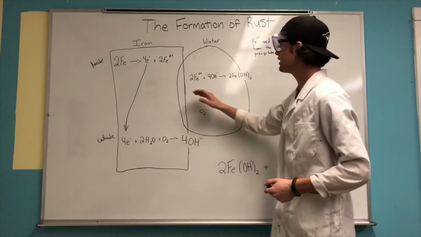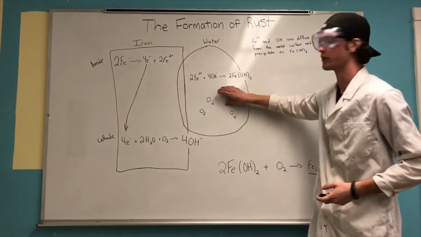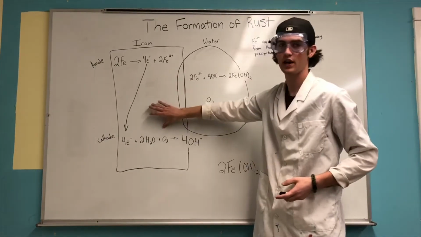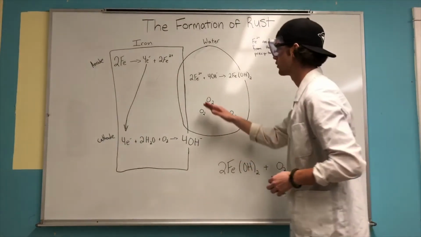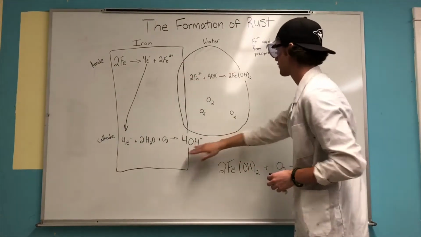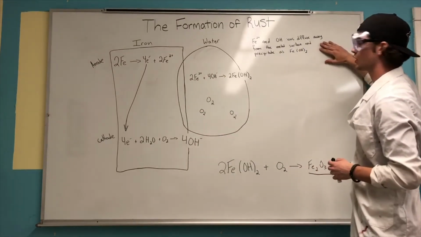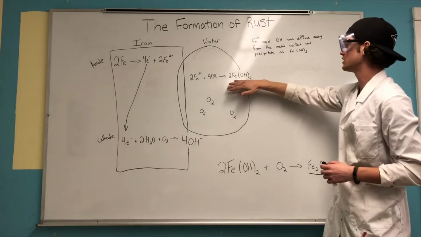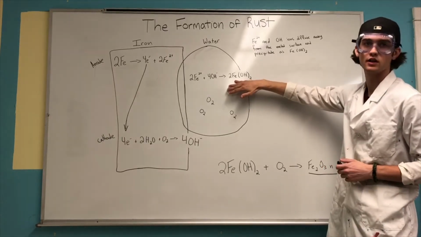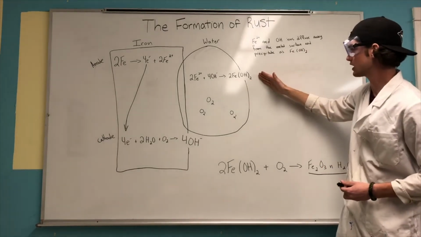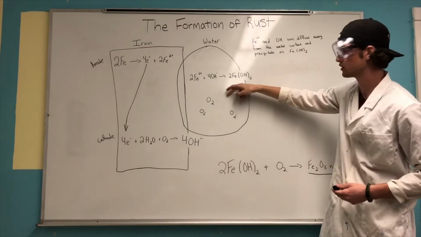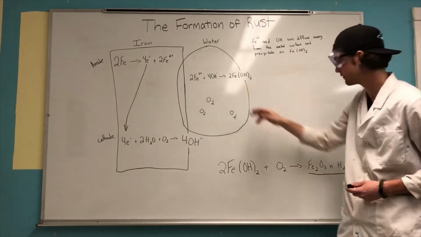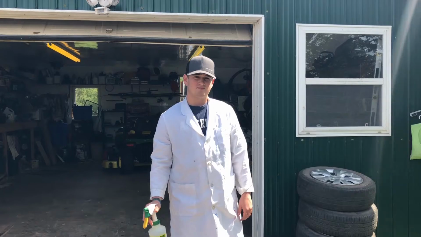So in this situation, we have iron and water. We have an anode-cathode reaction going on here. The products from each half reaction diffuse away from the metal surface and precipitate to get iron hydroxide. And then the iron hydroxide reacts with extra O2 molecules in the water, and then we get rust.